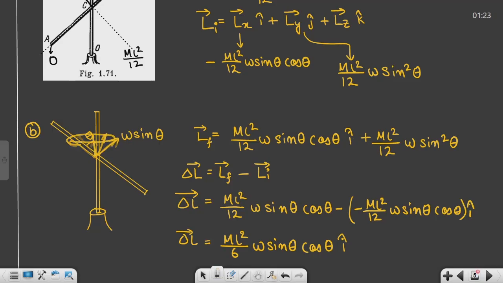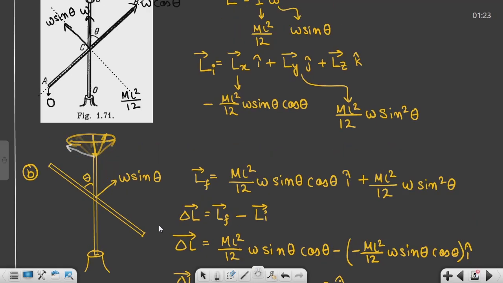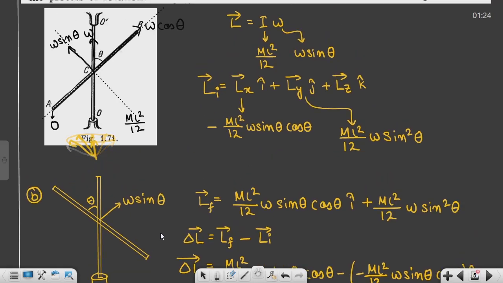Initial direction of angular velocity was in this direction, along theta. See the diagram. The initial value of angular velocity was along this direction, isn't it? See, omega sine theta. Let me just draw that. The initial value of angular velocity was in this direction, nothing but omega sine theta. And finally it was along this direction, omega sine theta, isn't it?